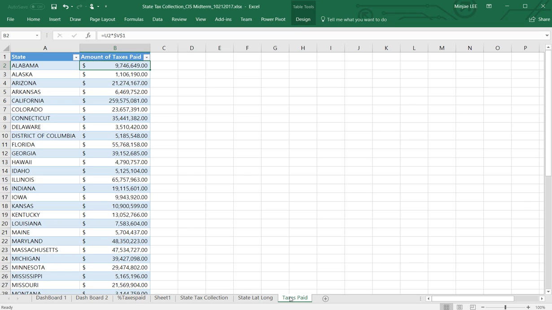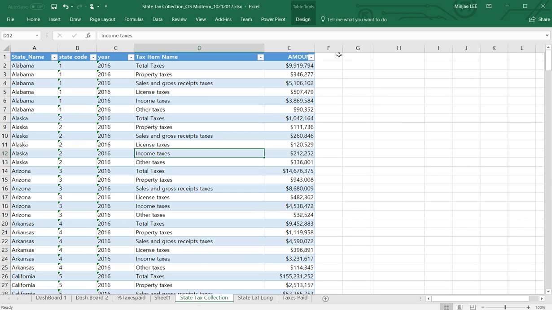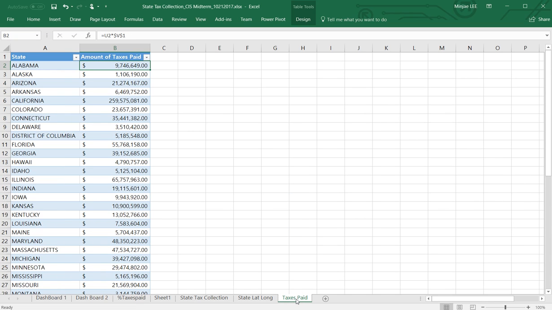So for example, again, Alabama has $9.7 million of taxes that were actually paid to the state government. And if you remember, it showed that $9.9 million was to be collected, so $0.2 million was not collected for last year, 2016.